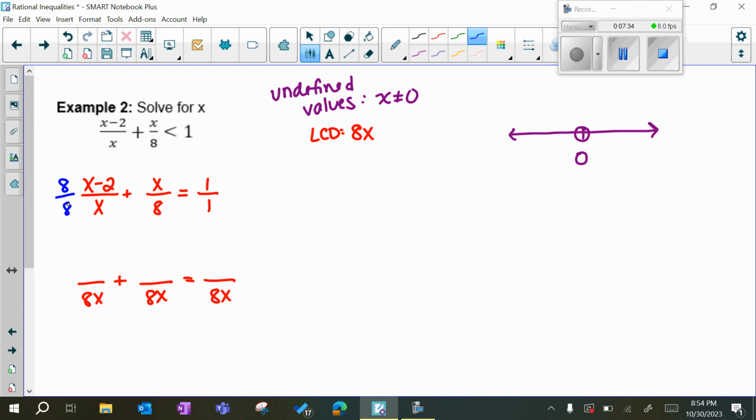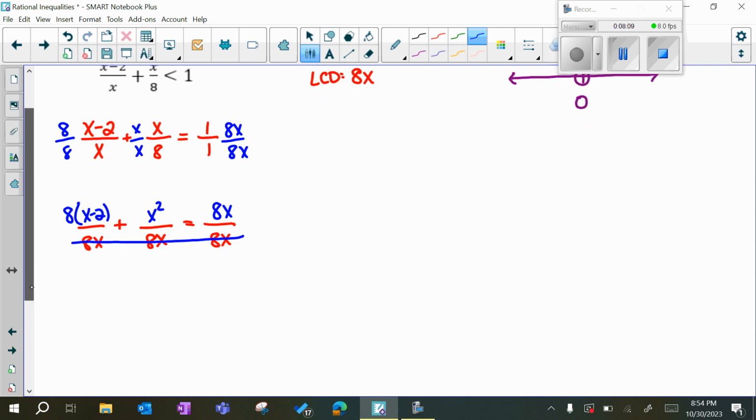My second denominator is an 8. I want it to be an 8x. So the top and the bottom get multiplied by x. My last denominator is a 1. I want it to be an 8x. So the top and the bottom get multiplied by 8x. So I'm left with 8 times x minus 2 over 8x, x squared over 8x, and 8x over 8x. Once your denominators are the same, you can cancel them out and focus on your numerators.